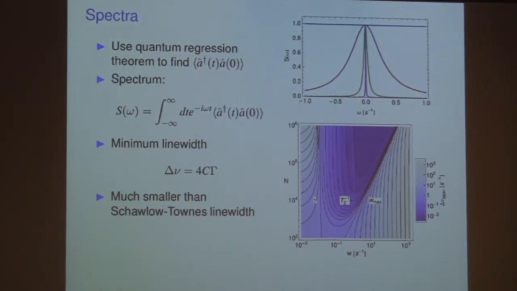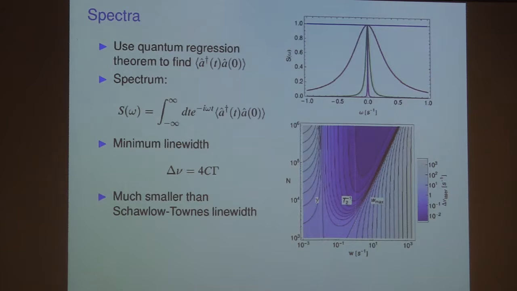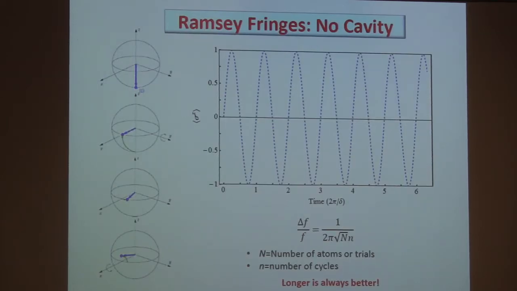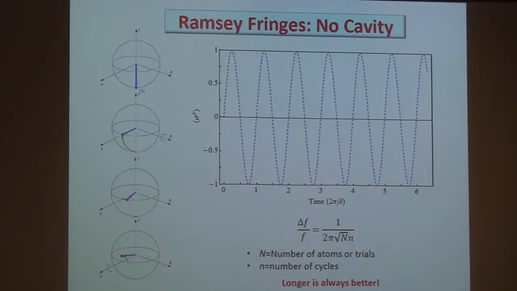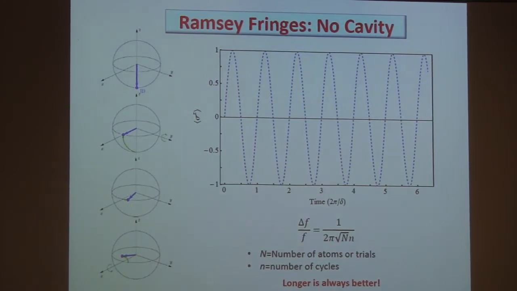So what I want to do now is to move on from that topic a little bit and think about whether or not we could employ this kind of synchronization, this kind of collective physics, in a spectroscopy, in a metrology system, right? In Ramsey fringes, okay? And I'll explain what I mean by that.